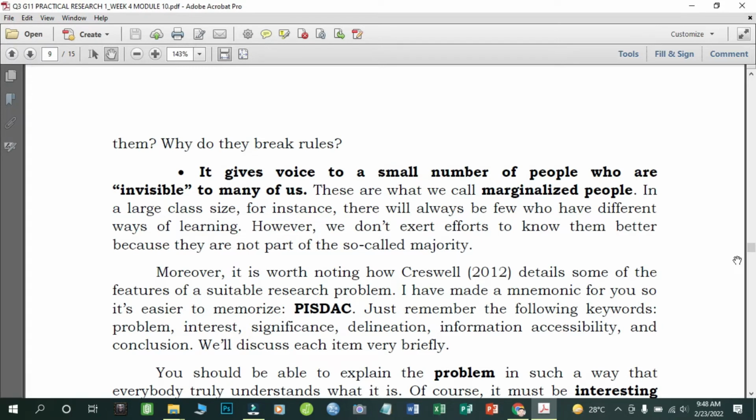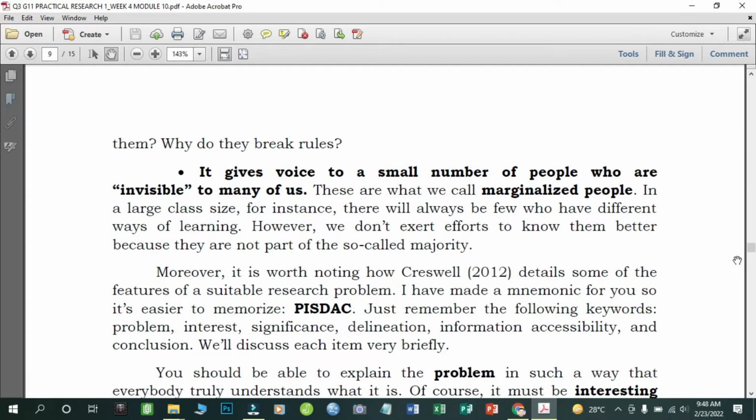So there are what we call marginalized people. In a large class size, for instance, there will always be a few who have different ways of learning. However, we don't exert efforts to know them better because they are not part of the so-called majority.